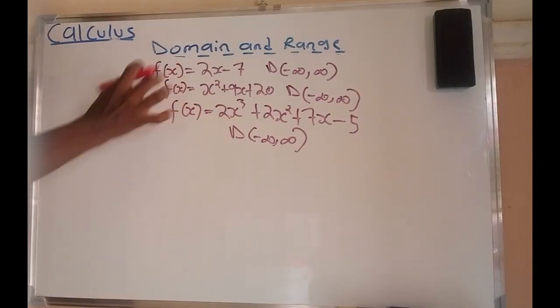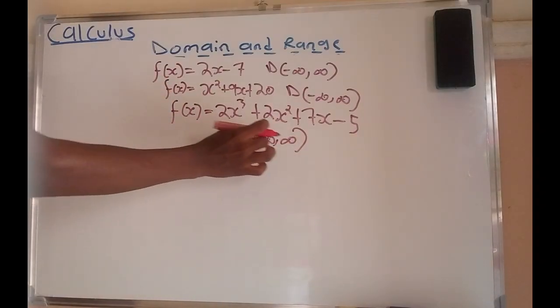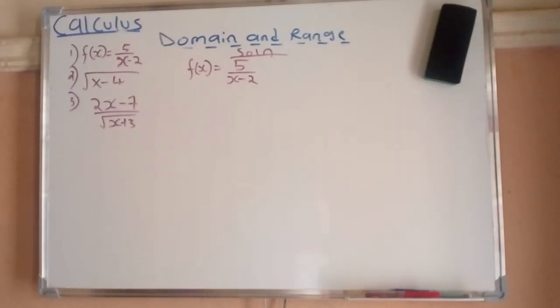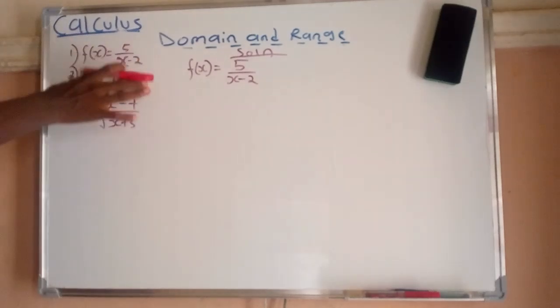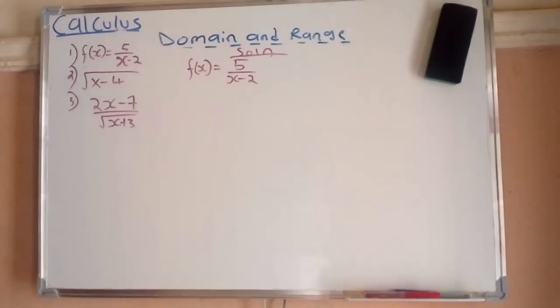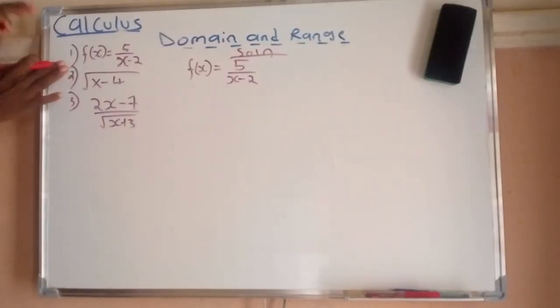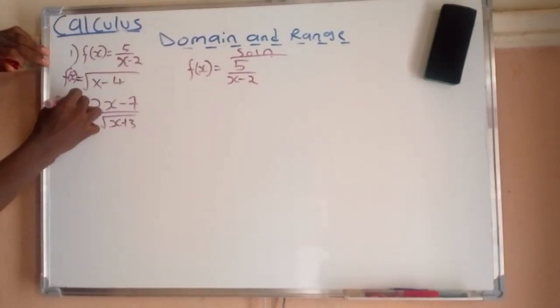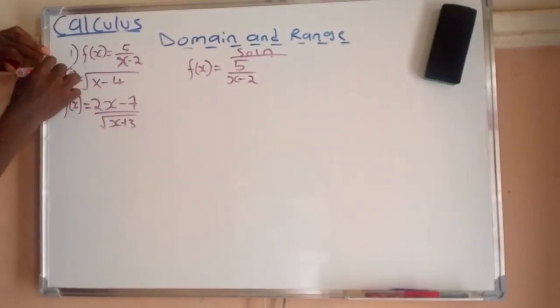The domain of the three functions is the same: negative infinity, comma, positive infinity. Those are the domains of these three functions. Let's see some examples under domain. Let's find the solution of these three functions. Each and every question is a function. Suppose this is the first question. Here we're supposed to have a function f of x.